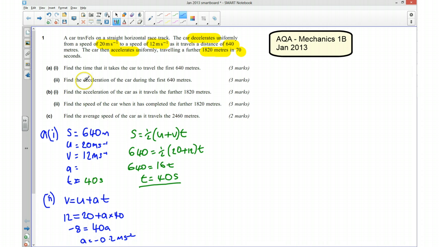However, we have been asked for the deceleration, so my answer for this is that my deceleration is equal to 0.2 meters per second squared.